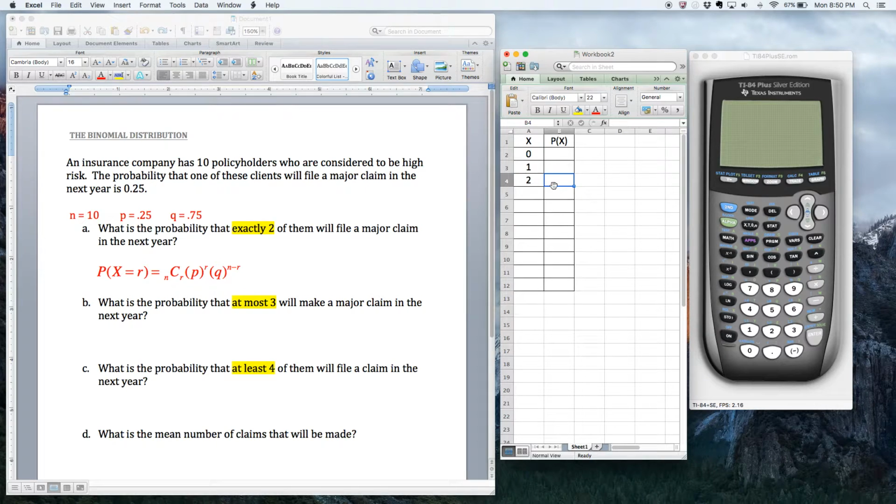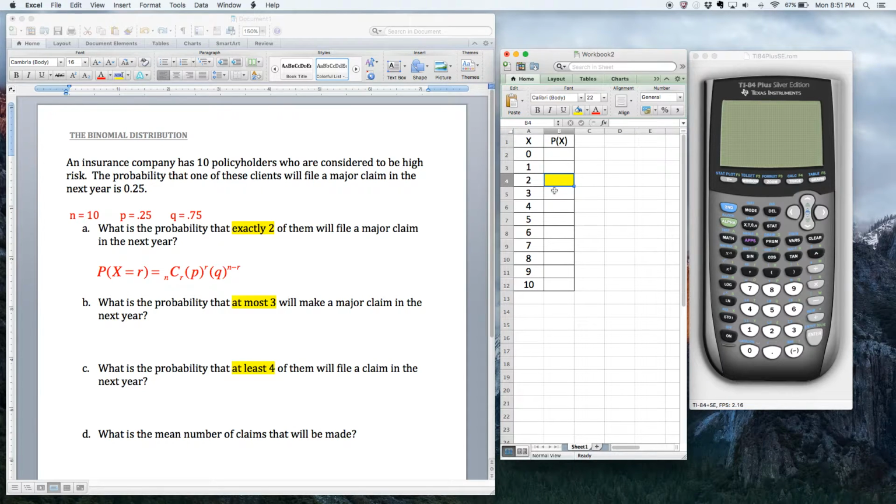But as you know, maybe 3 will file a claim, or 4, 5, and so on. It's possible, although unlikely, that all 10 of them will file a claim. Again, it's also unlikely that none of them will file a claim. We have an expectation as to how many should file a claim: about 25% of the 10 people, which is a quarter of 10. So 10 divided by 4 is about 2.5. I'm expecting probably around 2 or 3 people to file a claim, and question A is asking for exactly 2. So this is the question we want to know right here.